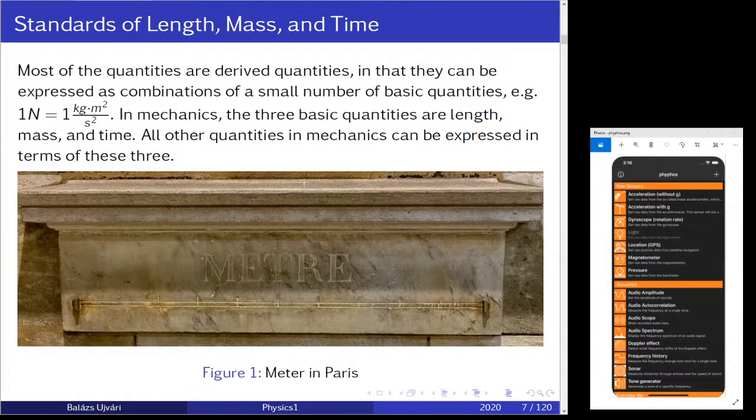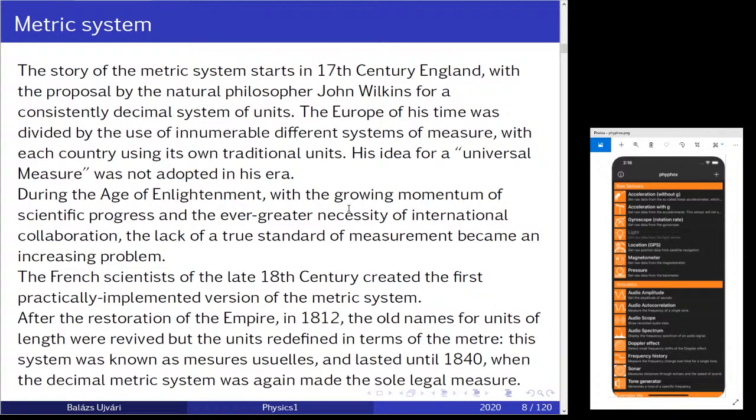What about units? You can imagine several hundred years ago there were lots of different units, at least in Europe, I know only the European story. For example, the length of the foot, the length of the arm, and so on. But that was different from country to country, and also inside one country it could be different.